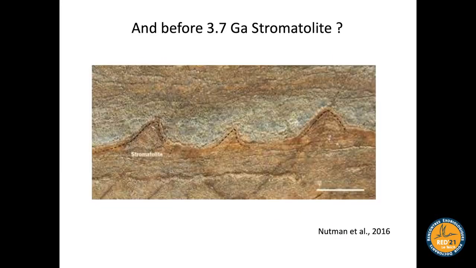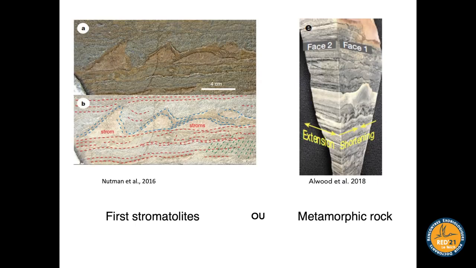And so, do we have stromatolites before 3.5? A few years ago, it was claimed that a stromatolite was found in Isua at 3.7, and this is a picture of it. It's very small, centimetric, this dome, in these quartz carbonate rocks. Unfortunately, this study has been disputed by several others, and it doesn't look like a true stromatolite, but like a metamorphic rock.